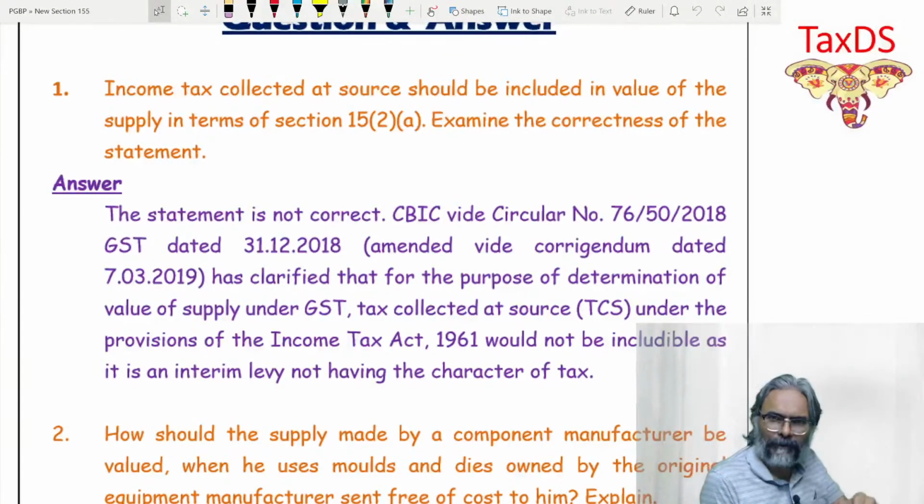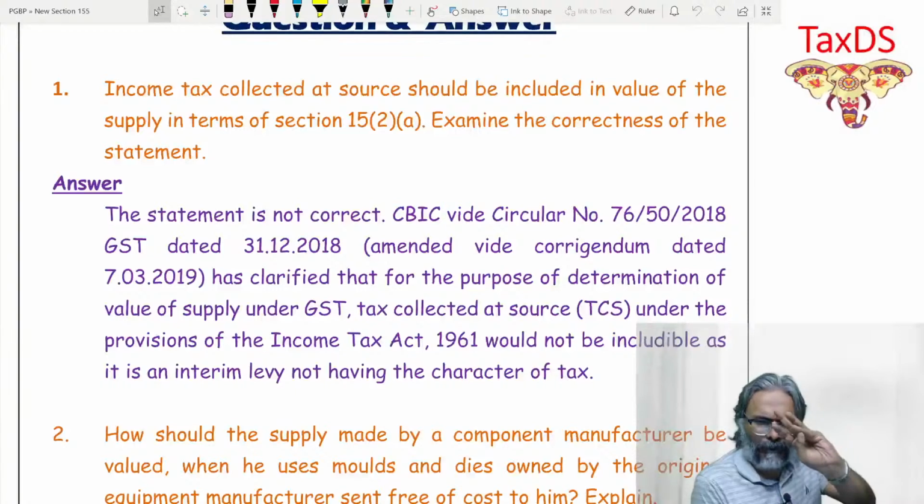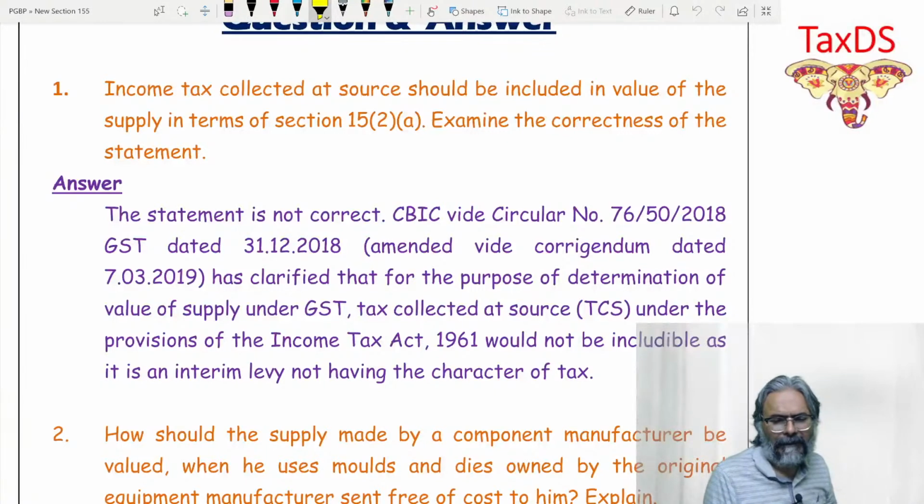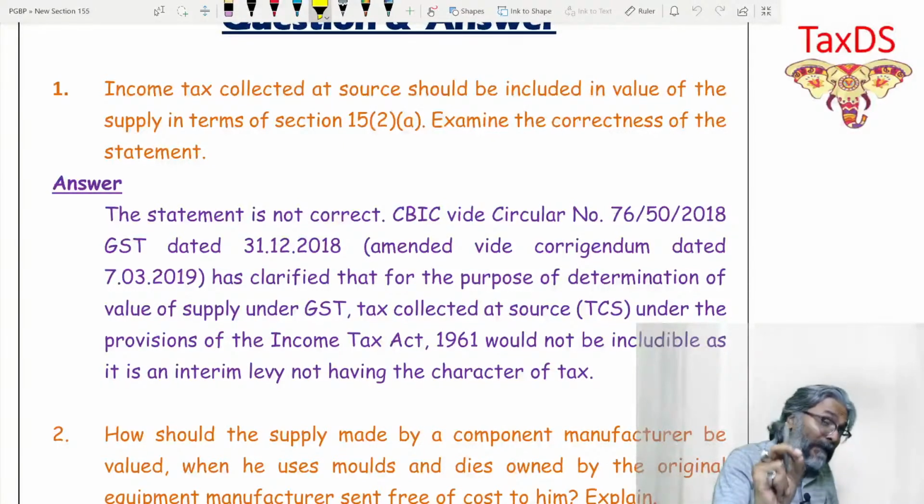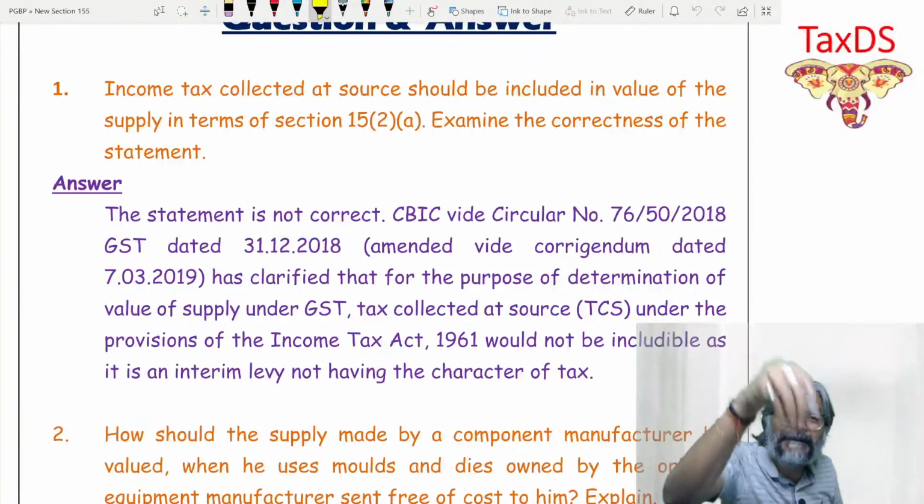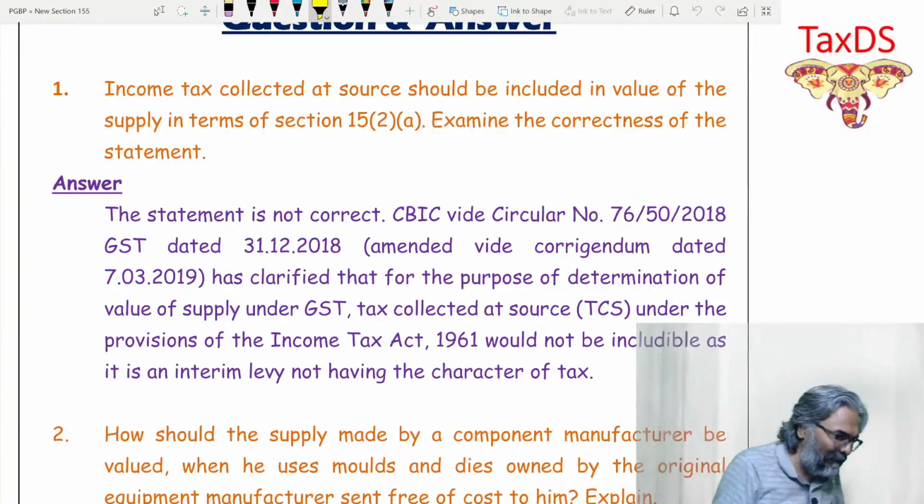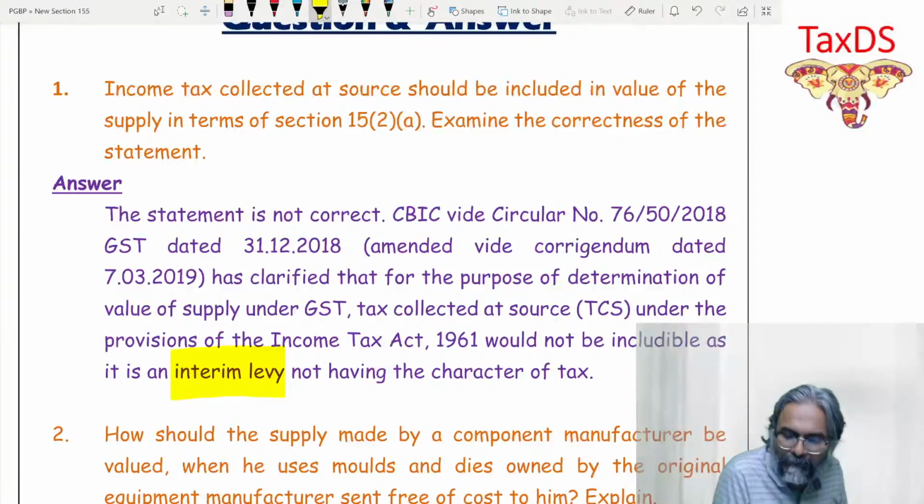Now, these are study material questions. I have used all the study material, RTP, previous year papers, everything. Examine the correctness of the statement. This, students, we already know. The TCS, as per the CBIC circular, is very clearly mentioned to be an interim levy. So this is what you need to put in your answer.